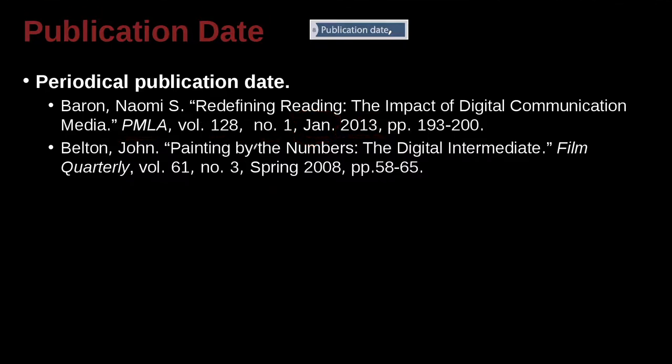Belton, John, "Painting by the Numbers: The Digital Intermediate." Film Quarterly is the name of the journal. We've got a volume number, a number, and then this journal uses the season, Spring 2008, okay? If that's the way the journal does it, then that's how we copy it.